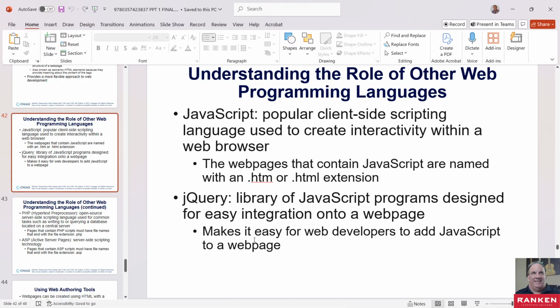jQuery. jQuery is a library of JavaScript. It's a library of different JavaScript functions that you can use to make some things easier. And we'll go through that. It's not as used as much as other libraries and frameworks with JavaScript. It's basically a JavaScript framework library. But as time's gone on, it's not as popular as it once was.